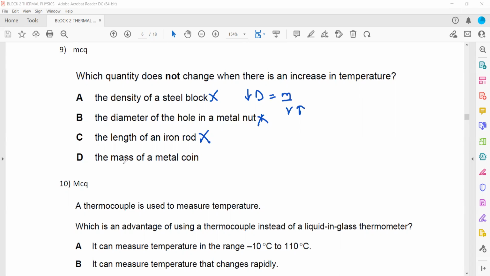But the amount of matter, the mass, does not change. Why? Because mass is the amount of matter. When we supply energy, the particles will move faster, but the number of particles within the material does not change. That's why D is the right answer.